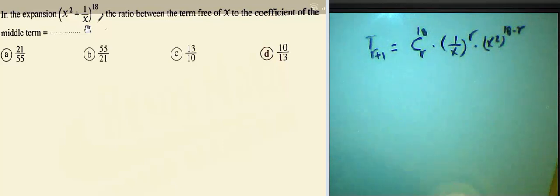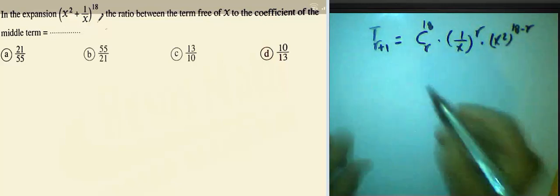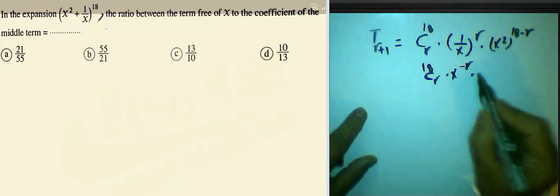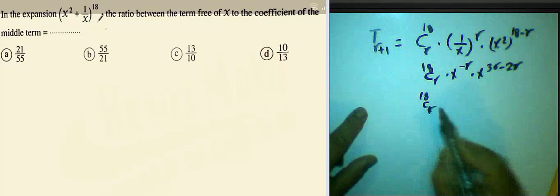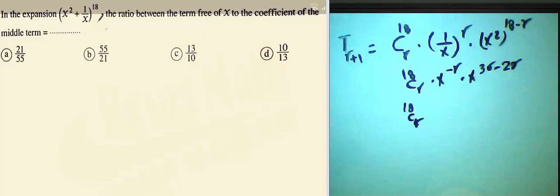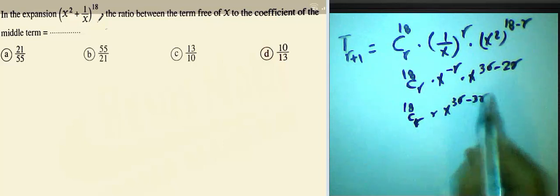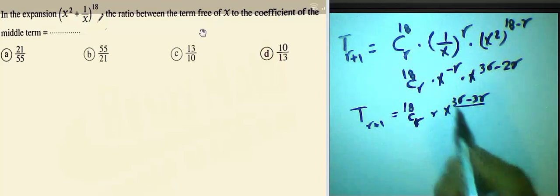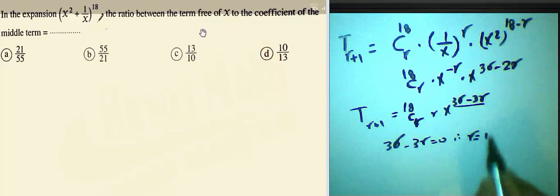He gives us this information, free of x. We can simplify it: 18 C r, multiplication x power negative r, multiplication x power 36 minus 2r. And you can write 18 C r multiplication by x power 36 minus 3r. It's the general term. He gives us the information free of x. We want to find which term is free of x. We must write this power equals 0. Let 36 subtract 3r equals 0. Then r will be equal 12.